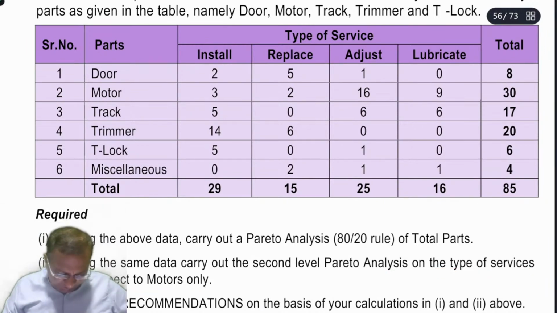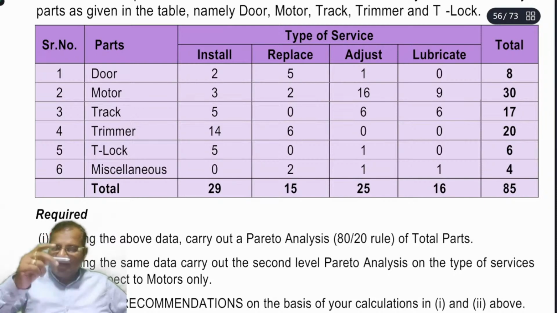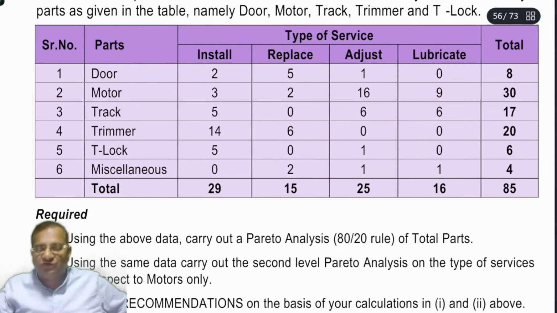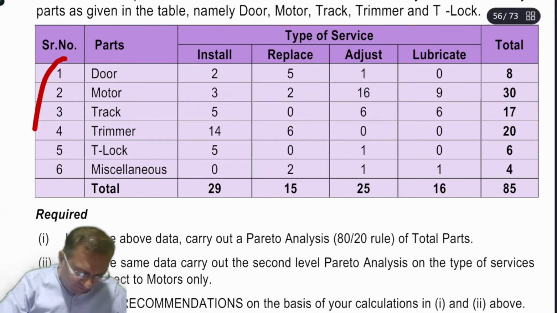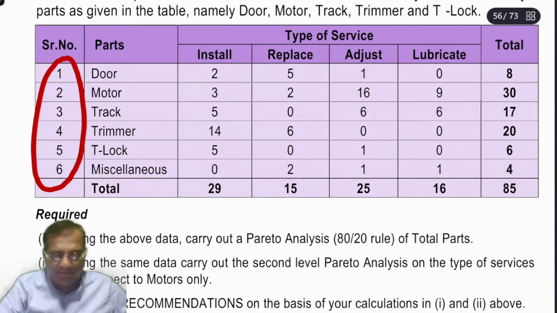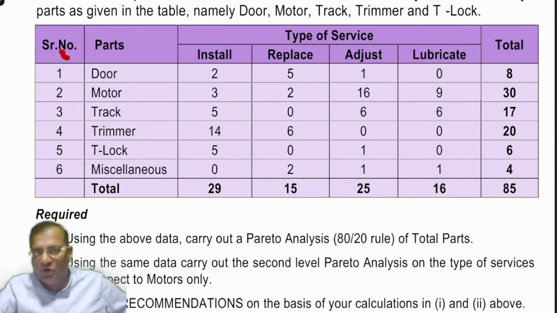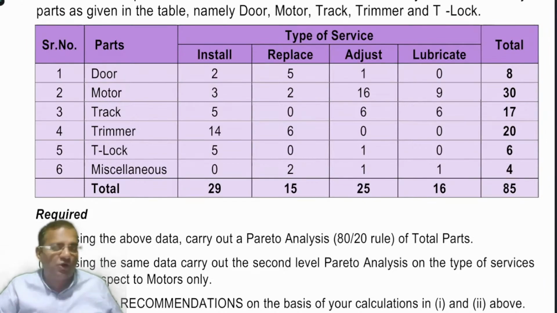है ना? तो सबसे पहले आप मुझे इसका डिसेंडिंग ऑर्डर बताइए बेटा. If you are preparing a Pareto analysis chart for requirement part number 1, tell me the descending order of the serial number. है ना? कुछ भी आपको सॉल्व नहीं करना है, just tell me the descending order of the serial number. अगर ये आपने सही कर लिया, then definitely the calculation will be percentage and the cumulative percentage.